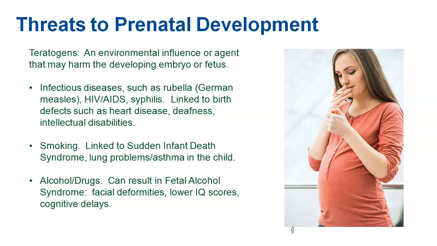Some other teratogens out there include smoking. If a mother is smoking while pregnant, it has been linked to something known as sudden infant death syndrome, which I'm sure you can imagine what that is. And then lung problems or asthma in the child later on through development. And then the last one is if the parent is under the influence of alcohol or drugs during the time of pregnancy, it can result in something known as fetal alcohol syndrome, which I will be showing you a picture of very shortly. It can cause facial deformities, also a lower IQ score later on in development, and some cognitive delays when compared to other children.